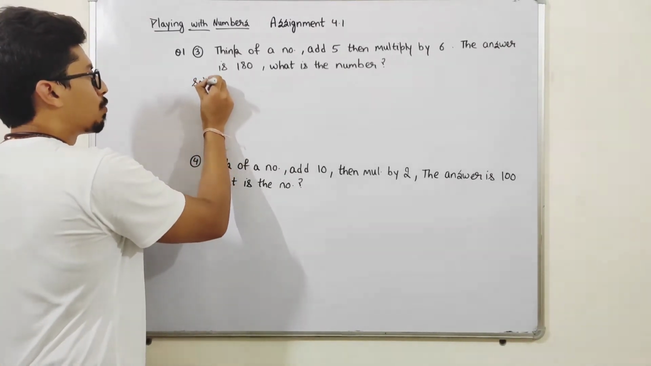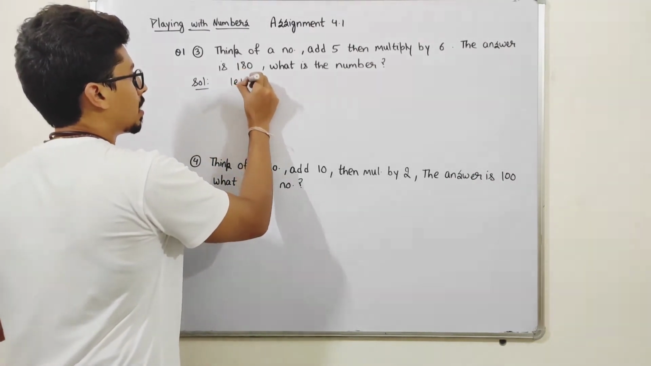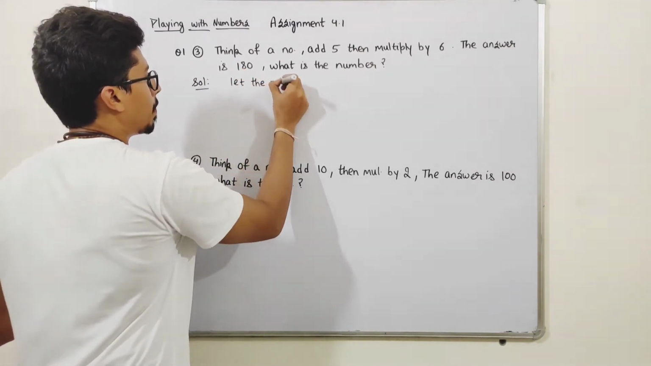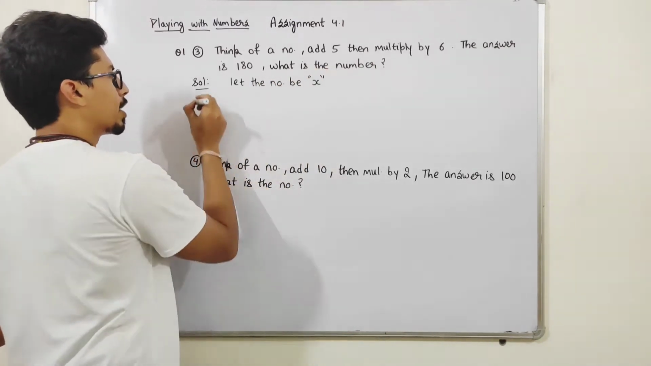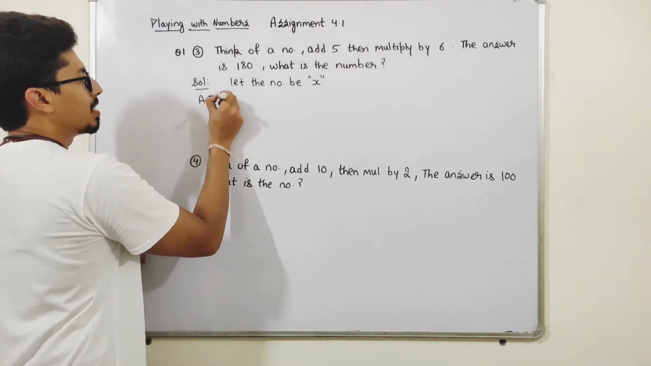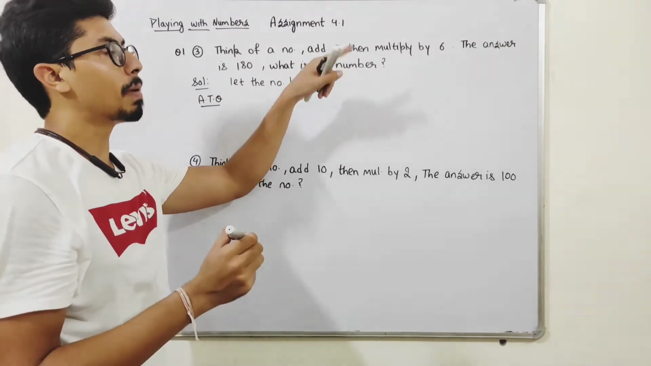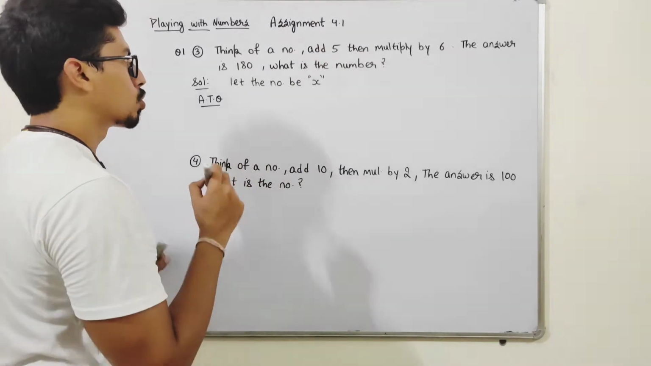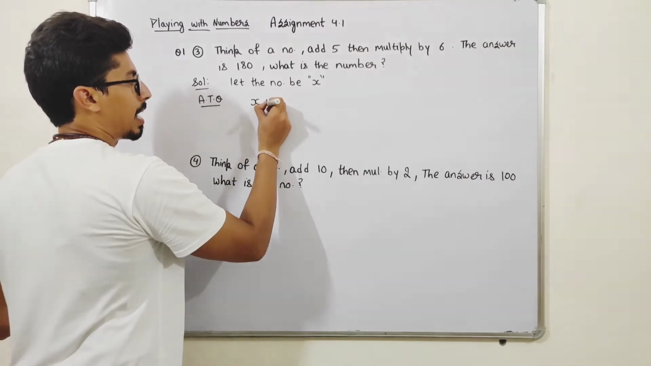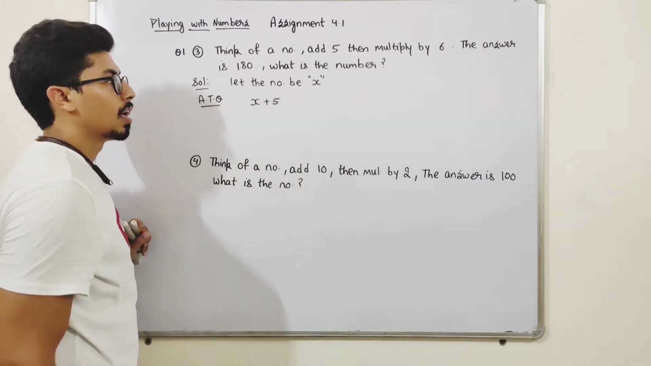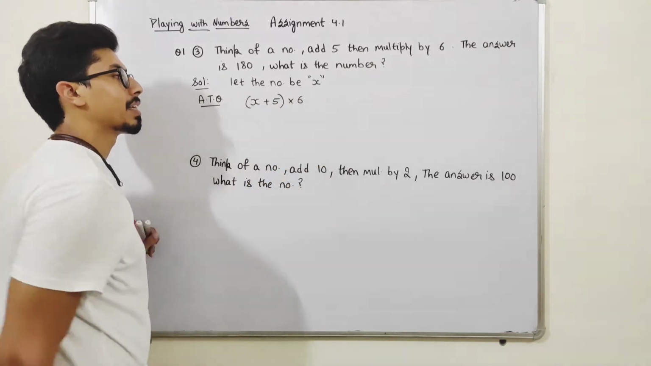The number that we have to find out, I am assuming that as x. So let the number be x. According to the question, students, it is given that add 5, then multiply by 6. First of all, add 5 to the number. Take the number, add 5. Now multiply this whole number by 6.